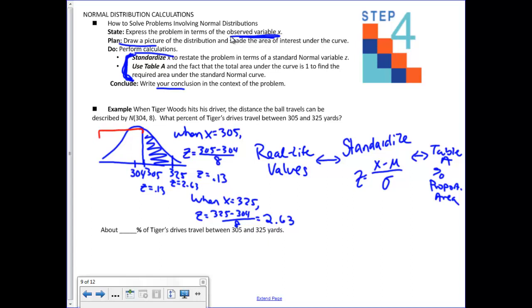So now we use the table, right? From here left, if you look up your z-score at 0.13, how much of the data is to the left of 0.13? 0.5517, let's keep those 4 digits in there. And then at 2.63 standard deviations, to the left of there is 0.9957. What's in the middle? We subtract. That gives us 0.4440. So draw your conclusion then. About 44% or 44.4% of Tiger's drives travel between 305 and 325 yards.